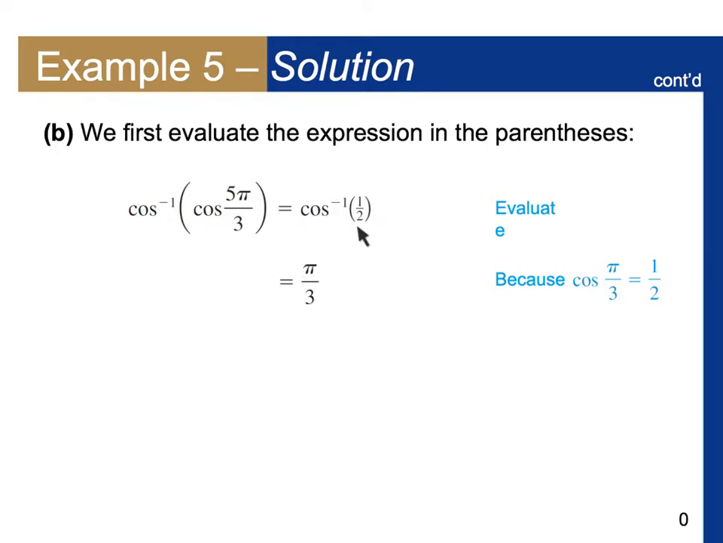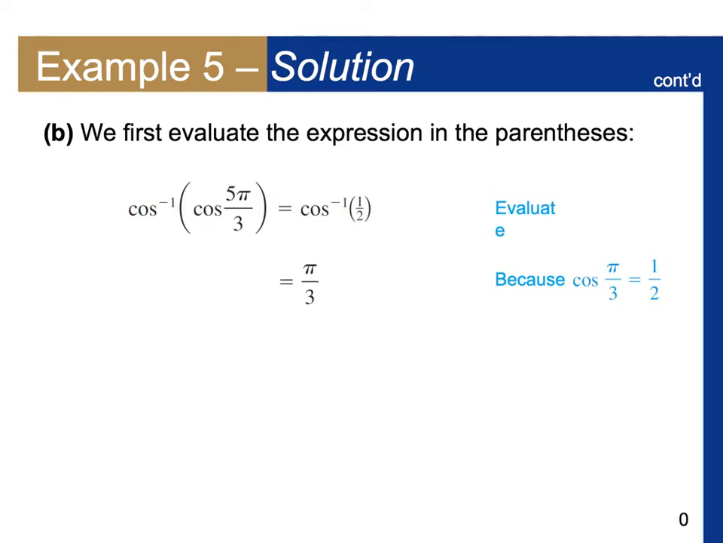So let's talk about what this means. When you say inverse cosine of some number, it has to be between -1 and +1, first of all. But we say, okay, I'm looking for an angle where my cosine equals 1/2. And that angle has to be between 0 and pi. So that would be pi over 3.